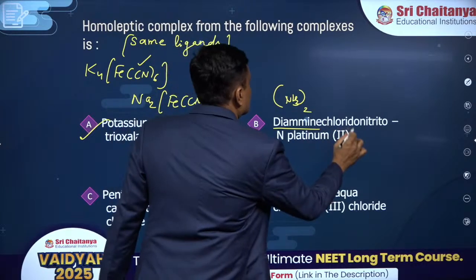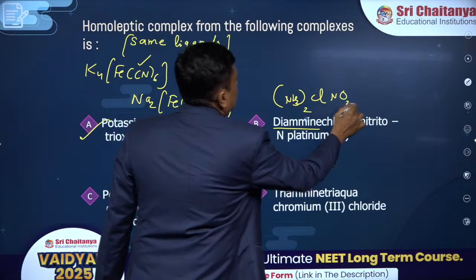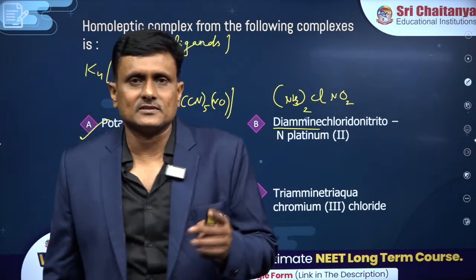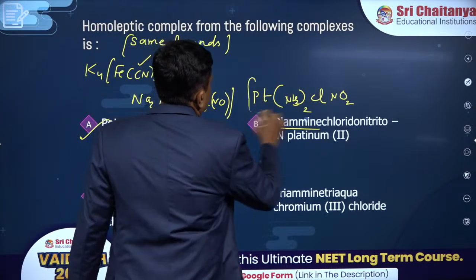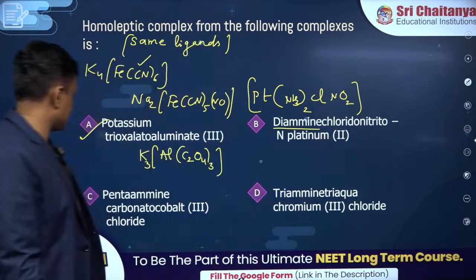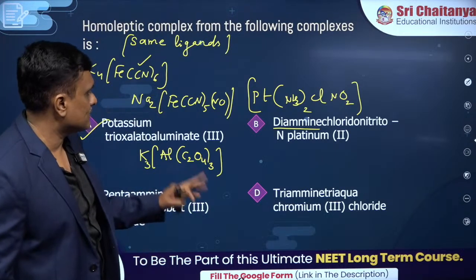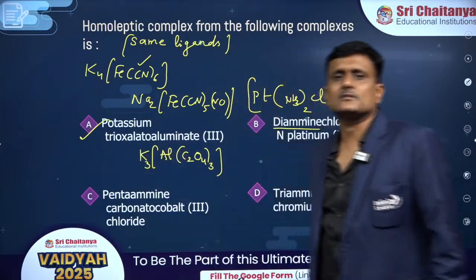Alright, chlorido, nitro-N means you know that NO2 is an ambidentate ligand. The donor can be nitrogen or oxygen. Platinum 2. So this is how you can see in all the other cases, pentaammine, carbonato, there is ammine, there is carbonato, triammine and aqua. So the right answer is simple, isn't it? You guys are doing really great.